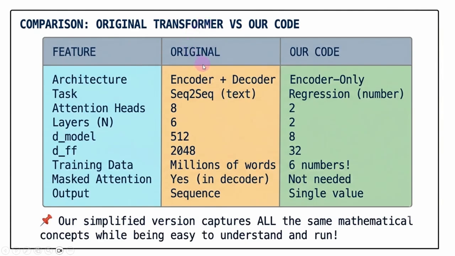Here's a quick comparison between the original transformer and our simplified implementation. The original uses 8 heads, 6 layers, d_model equals 512, and d_ff equals 2048. That's huge. Our version uses 2 heads, 2 layers, d_model equals 8, d_ff equals 32. Much smaller but perfectly suited for our toy problem. The original is trained on millions of words. We trained on just 3 examples. Yet the underlying mathematics and code structure are exactly the same. So once you understand our code, you can scale it up to real problems.